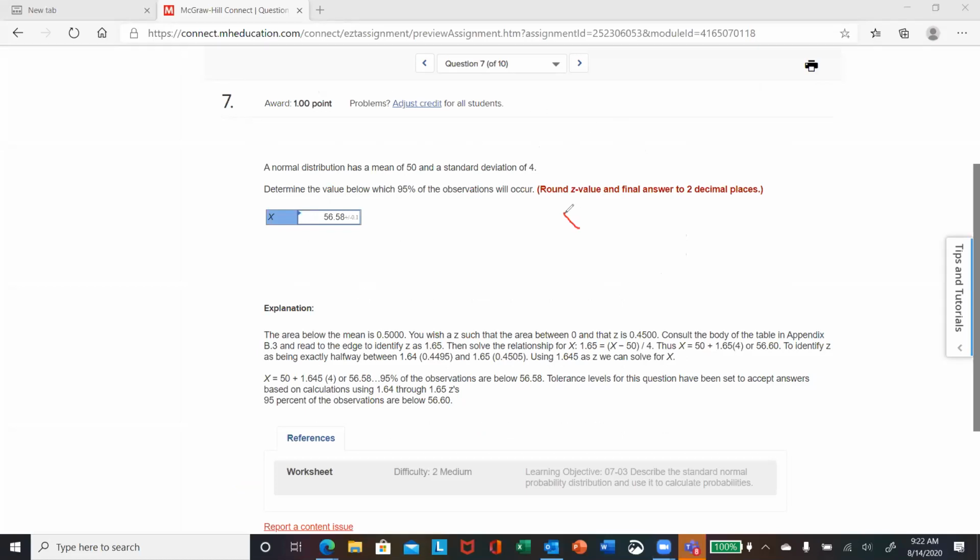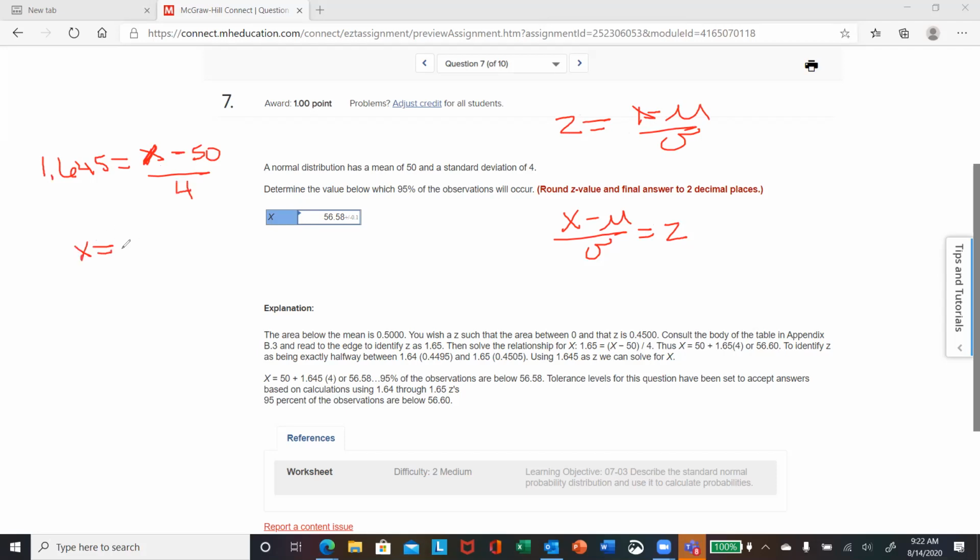We know that x minus mu over sigma equals your z, so let me write it this way: z is equal to x minus mu over sigma. If I do it that way, just plug it in. So 1.645 equals x, which is what we're trying to solve for, minus 50 over 4. You solve for x, and you're going to get right around 56.58, which is what x is representing right there.